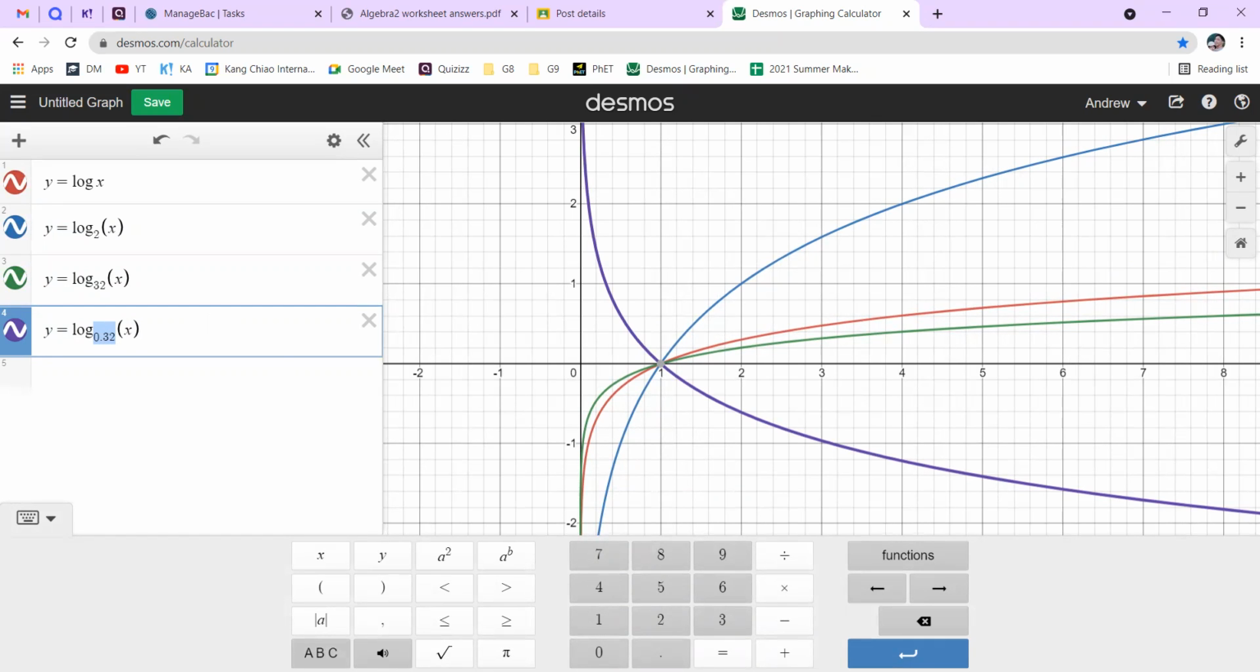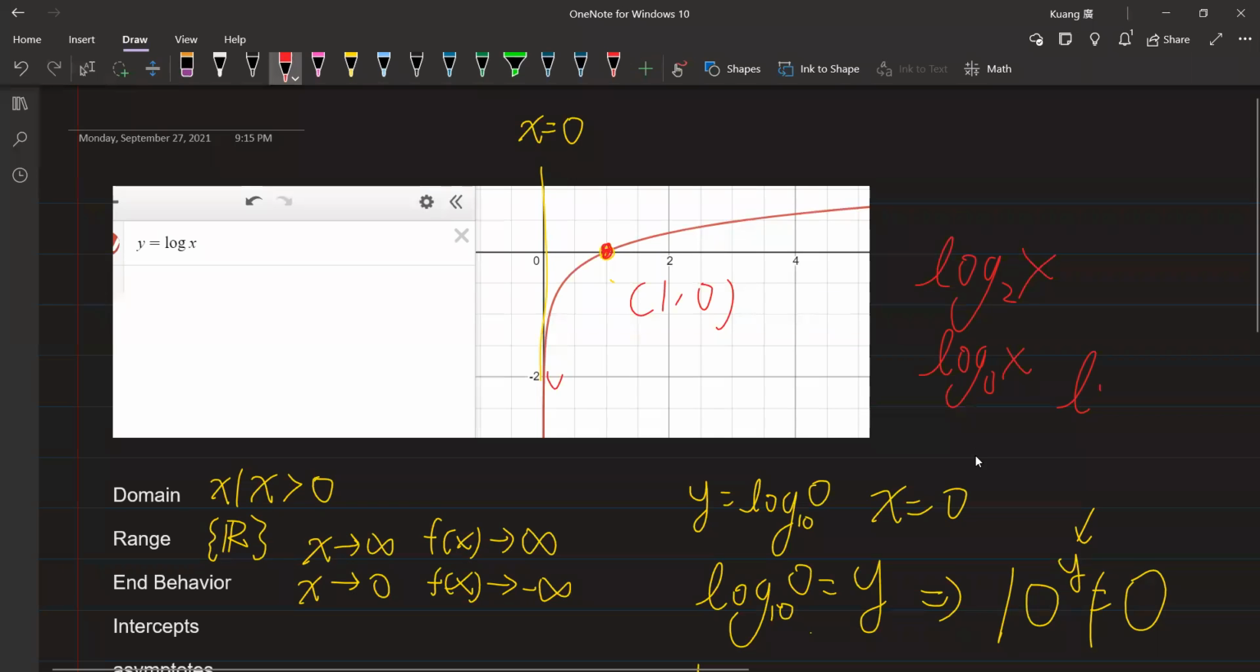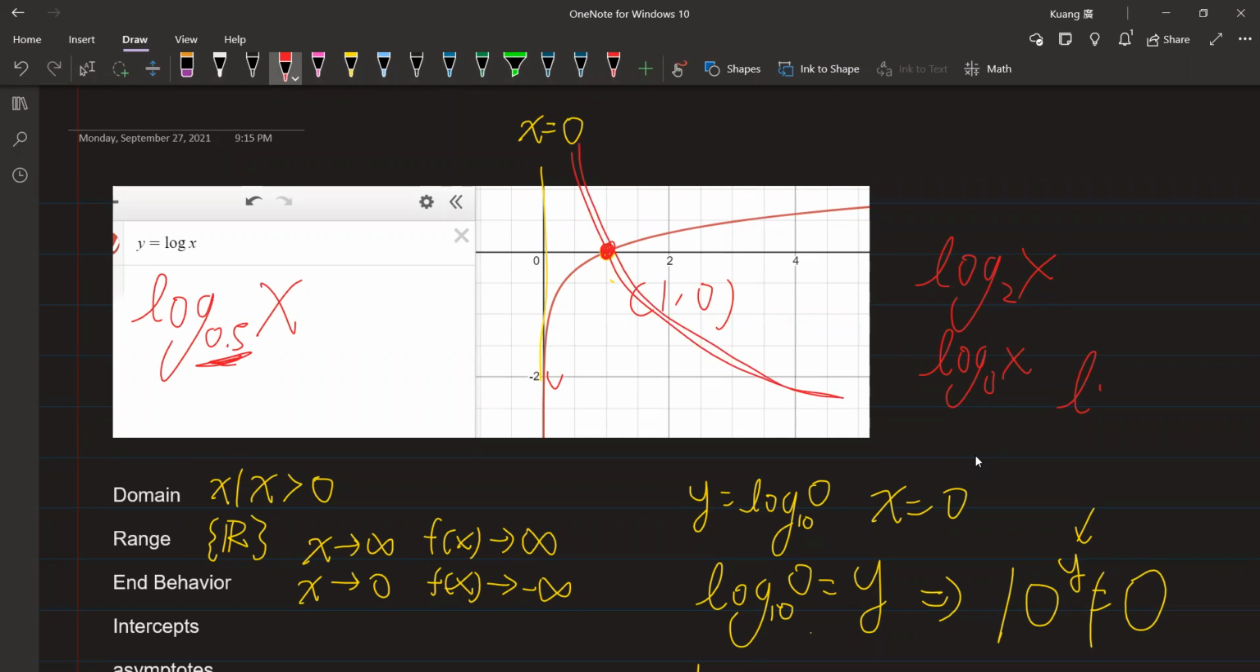If your base is maybe 0.5, the base is between 0 and 1, it still goes through (1, 0), but your graph will become like this. Okay. And what is the difference?